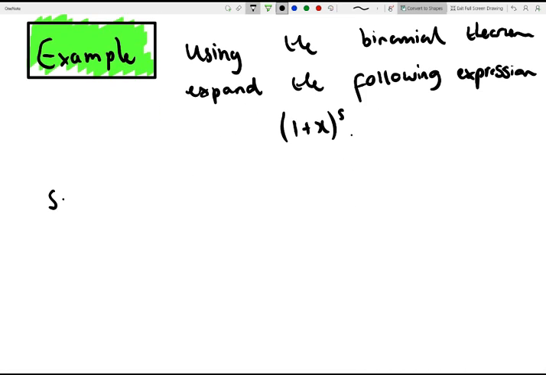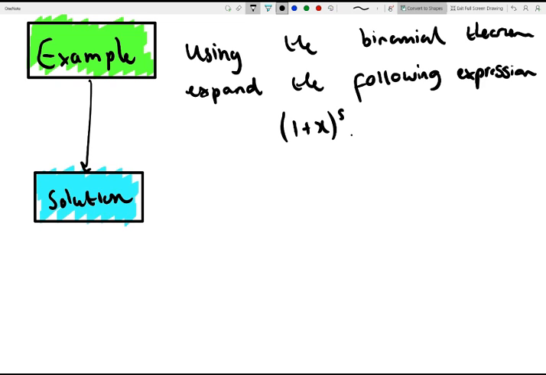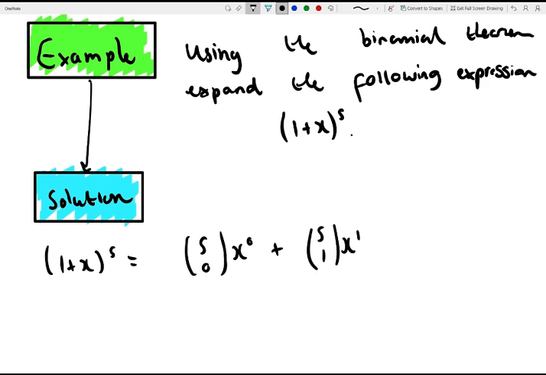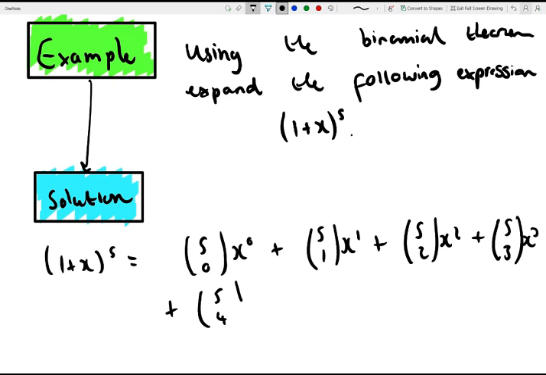So our solution is that 1 plus x to the power of 5 is 5 choose 0, x to the 0, and all the powers of 1 here we're just going to leave, plus 5 choose 1, x to the 1, plus 5 choose 2, x to the 2, plus 5 choose 3, x cubed, plus 5 choose 4, x to the 4, plus 5 choose 5, x to the 5.